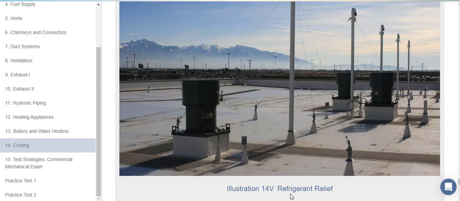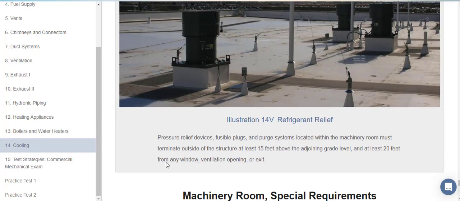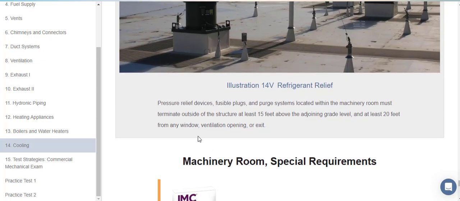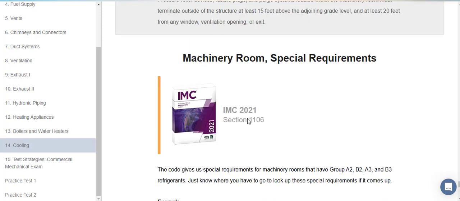Here, illustration 14V, refrigerant relief. Pressure relief devices, fusible plugs and purge systems located within the machinery room must terminate outside of the structure at least 15 feet above the adjoining grade level and at least 20 feet from any window, ventilation opening or exit. Machinery room special requirements.